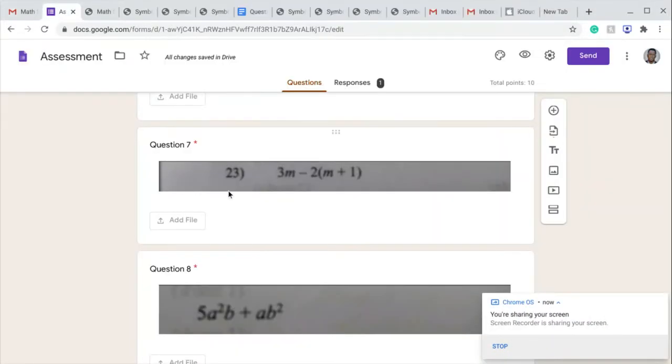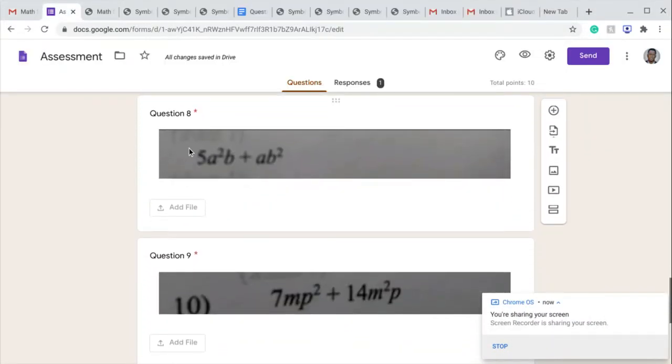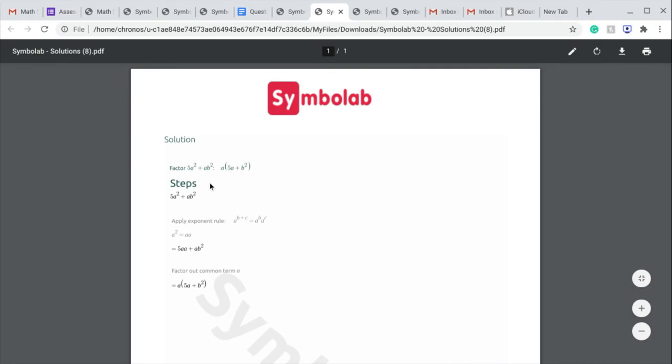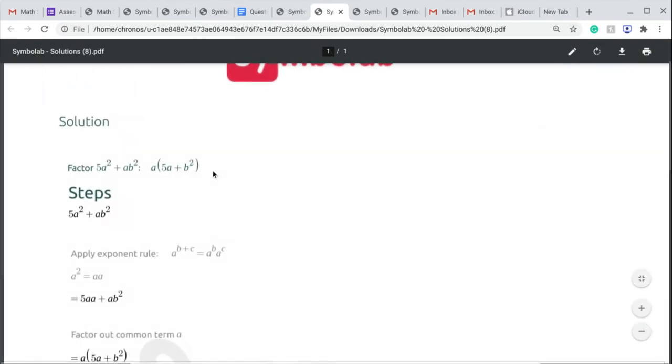Right. So let's move on to the next question. Question 8. Question 8 says 5a squared b plus ab squared. Let's look at the steps quickly.